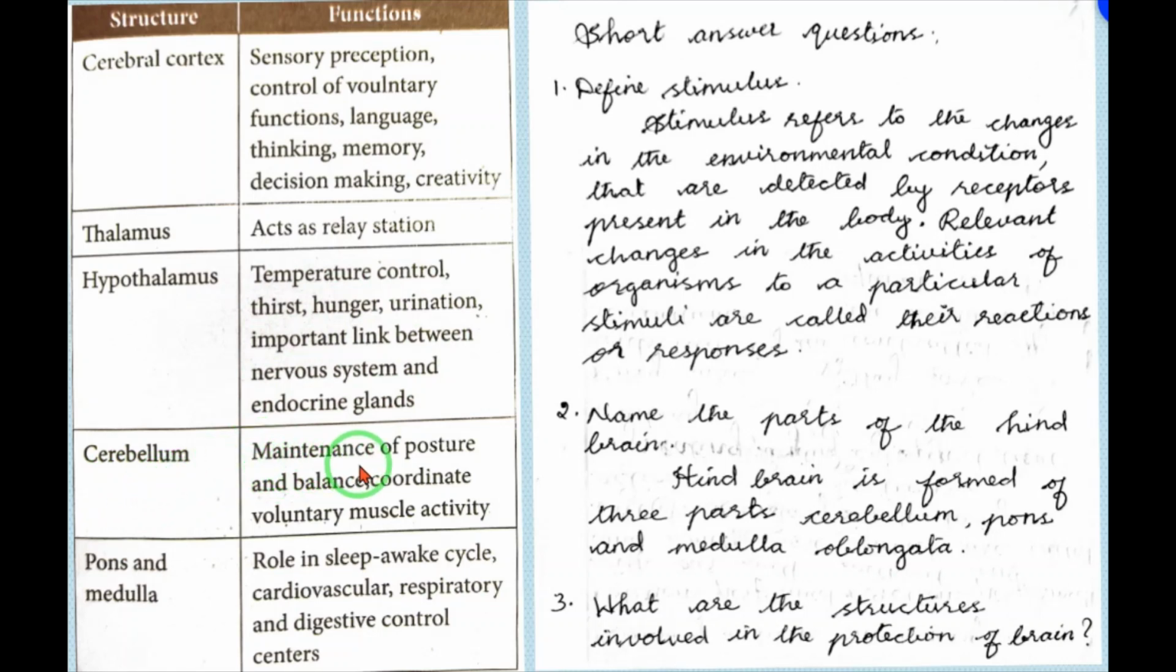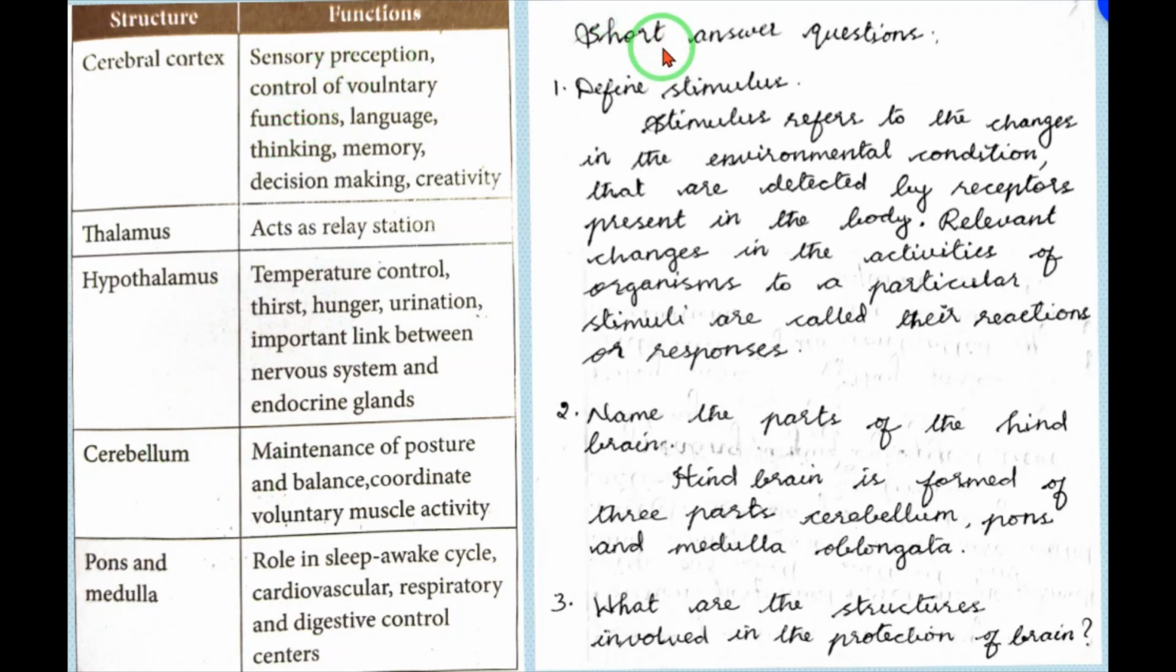Cerebellum: maintenance of posture and balance, coordinating voluntary muscle activity. Last one, pons and medulla: role in the sleep awake cycle, and cardiovascular, respiratory and digestive control centers. Now note down the question: write the functions of the human brain. So these are the functions of the human brain.